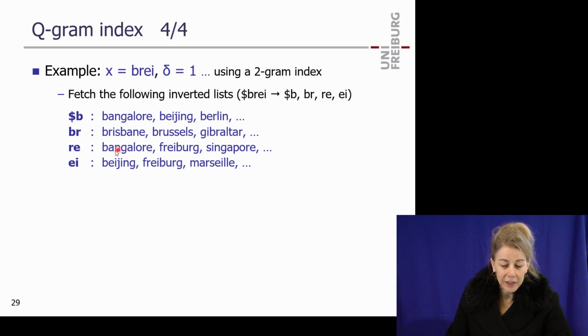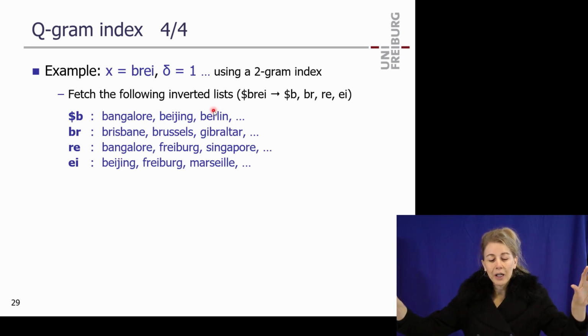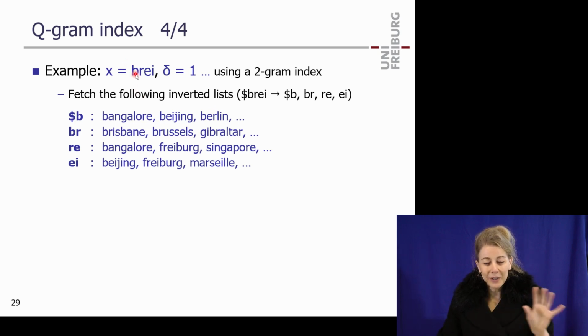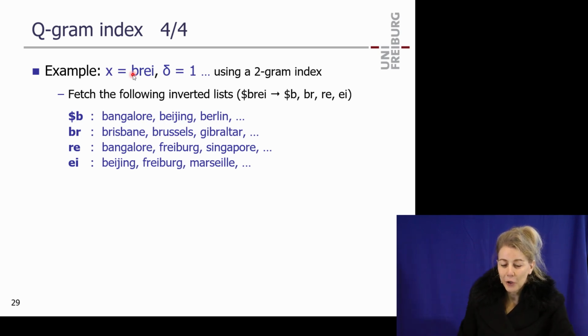RE, I have RE here. Bangalore again. Freiburg, RE. Singapore, RE. I have Beijing, Freiburg, Marseille. They are not similar at all, right? These are just inverted lists. Point is, I have typed this, I have these 2 grams, I only have to look at these words. I can ignore all other words because they have no 2 grams in common with my X. I know that the set of Q grams in common is 0. So I can exclude, especially if I type a lot of words. I don't even have to look at them any further. I know they have 0 q-grams in common, so they won't be similar.